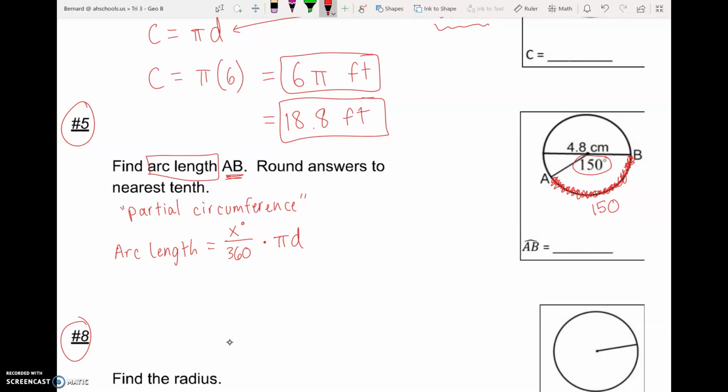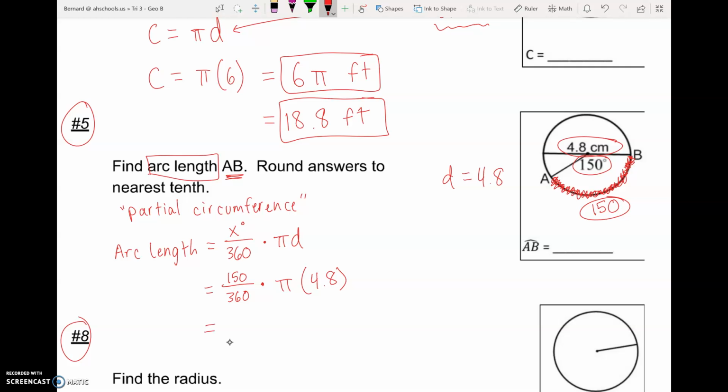And so let's just plug things in here. Our arc length, we're going to figure that out, so we don't know that. But our central angle, like we said, was 150. So we'll put 150 in for x divided by 360. And so what this is doing is just telling us to work with a 150 degree section out of the 360 degrees of the total circle. And then we'll times that by pi times diameter. Now, our diameter is 4.8 because that number goes across this whole circle. And so that's perfect. We'll plug 4.8 into here.